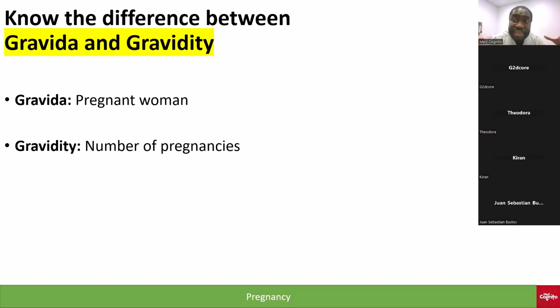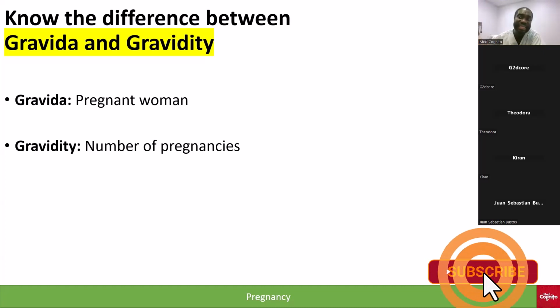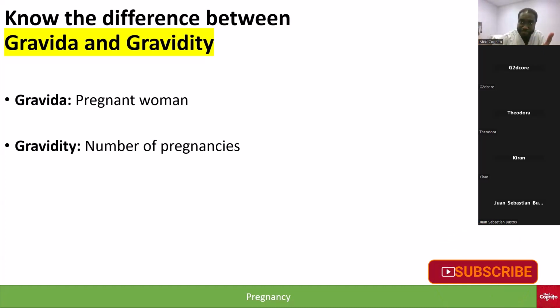Gravida basically means a pregnant woman, pregnant patient. Gravidity rather refers to the number of pregnancies. So if I say this is a gravida, a gravid patient, that means the patient is pregnant. But if I say she's gravida 5, that means she's been pregnant 5 times. That's all. Gravida means pregnant patient. Gravidity is the number of pregnancies.